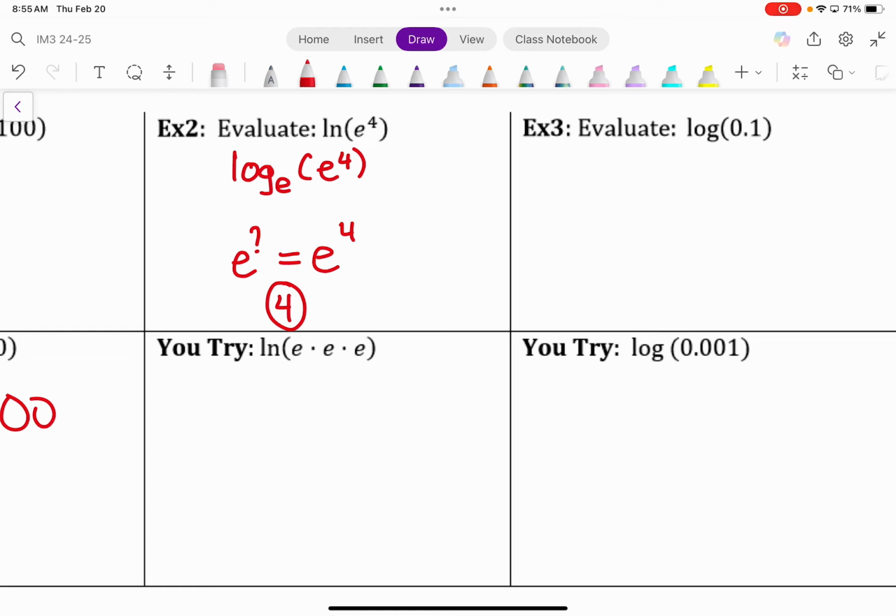Ln of e times e times e. I would recommend condensing those e's. If you have e times e times e, then you have e to the power of, you're going to rewrite that. Take about 10 seconds.